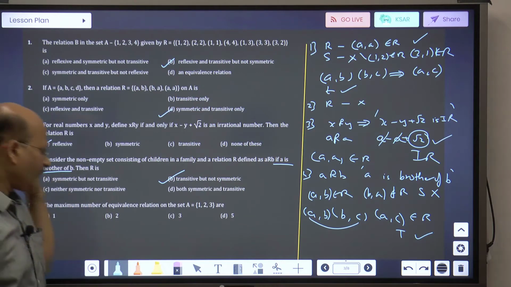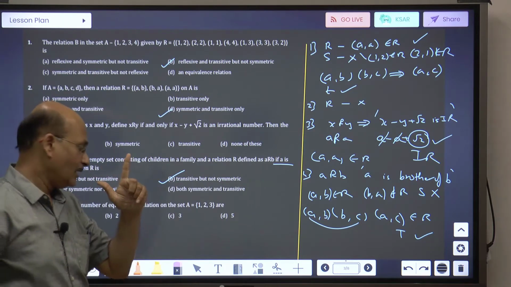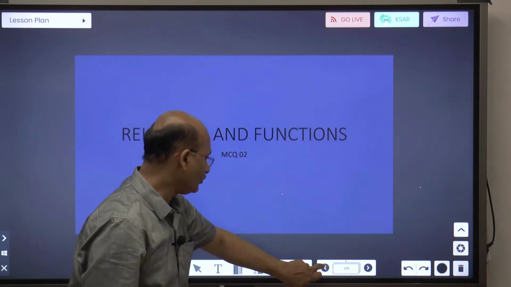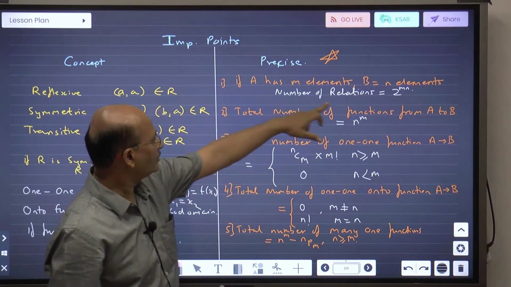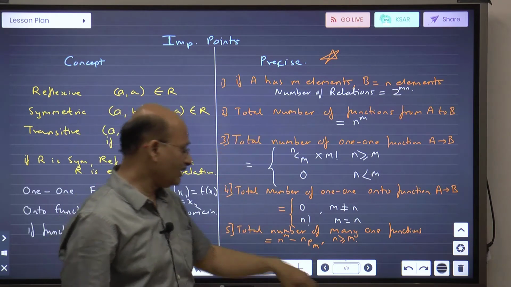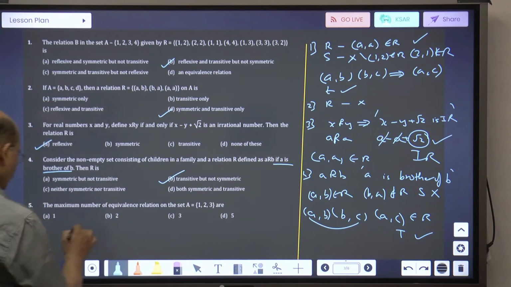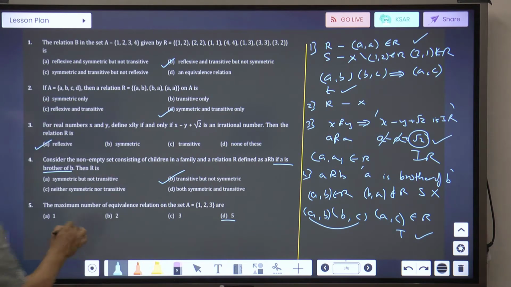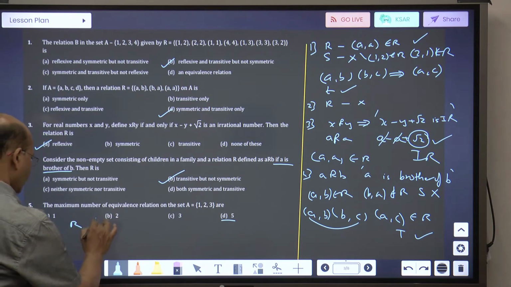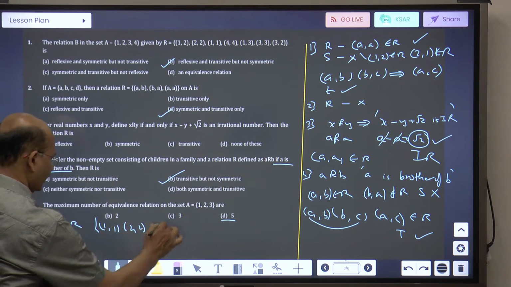This type of question we have done before also, the number of equivalence relations. If you see here, you can't use this formula. This is the number of relations, and there is the number of equivalence relations. I had done this part. What you can do is, see how many options I can directly tell you: it is 5. Equivalence means reflexive. Reflexive means (1,1) is there, (2,2) has to be there, and (3,3) has to be there.